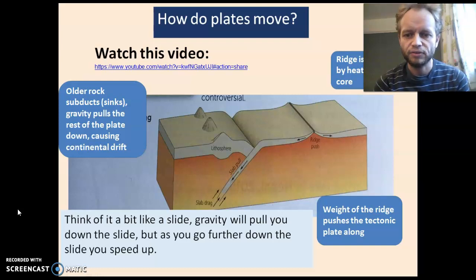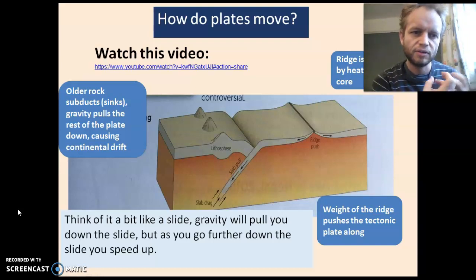And so that theory helps to explain why our tectonic plates are moving, and they're moving at different speeds. Okay, so I've given you a little bit more annotations there. So we've said the ridge is pushed up by the heat from the core. The weight of the ridge pushes the tectonic plate along. And then we've got the older rock subducts, it sinks. Gravity pulls the rest of the plate down, causing continental drift, this movement of our tectonic plates around.